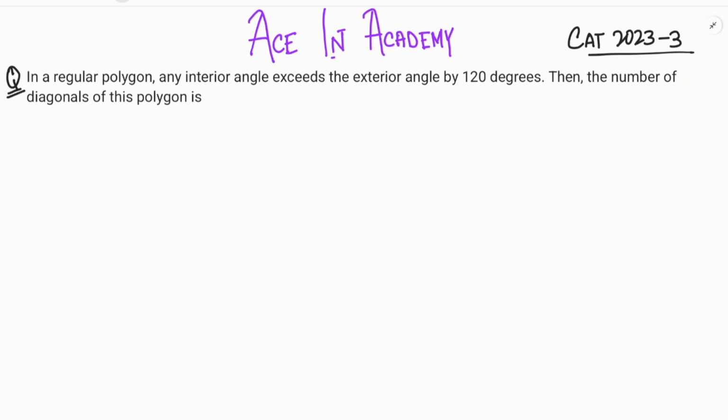So as you can see from the title of this video, in this video we'll solve another good question on the topic of polygons, and the question has been taken from the CAT 2023 exam slot 3. Now the question is as follows: in a regular polygon, any interior angle exceeds the exterior angle by 120 degrees, then the number of diagonals of this polygon is.